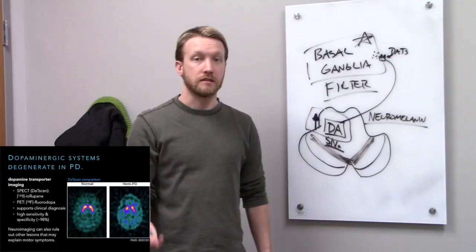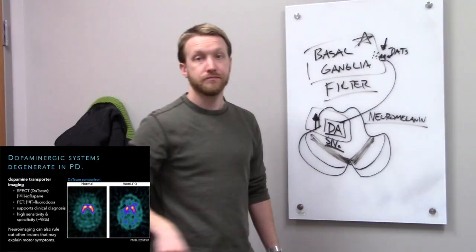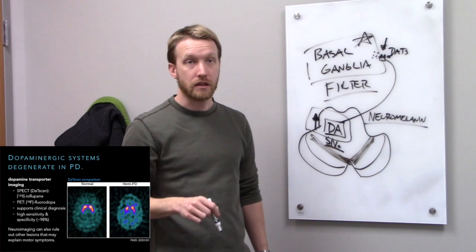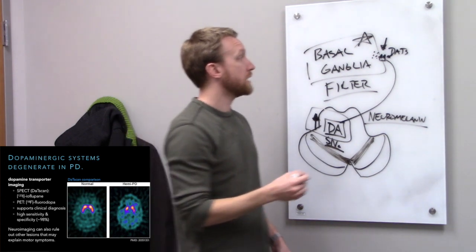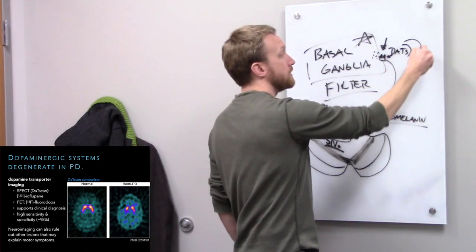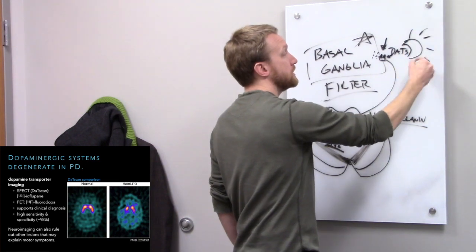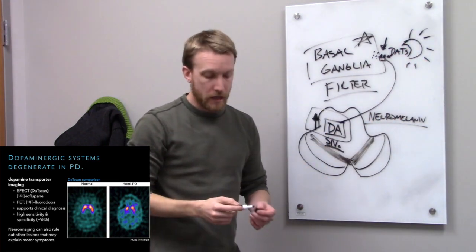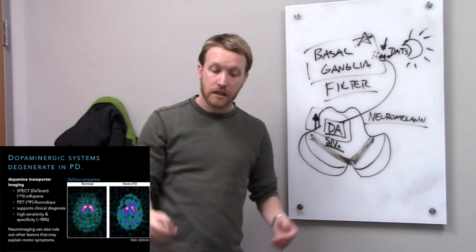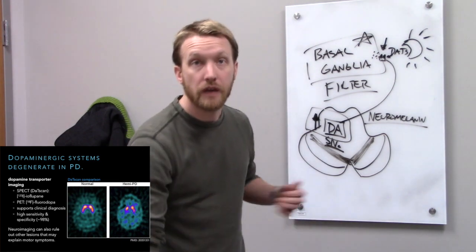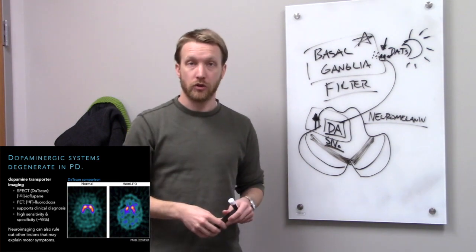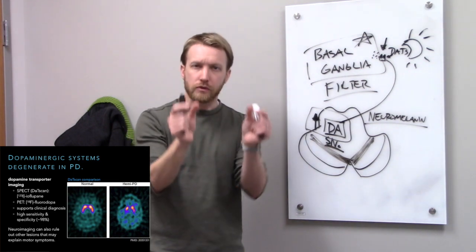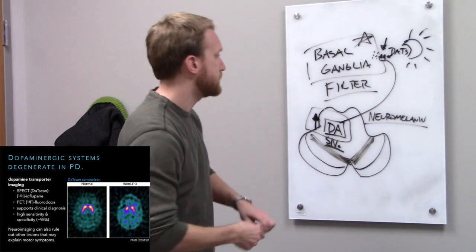As dopamine neurons die, the amount of dopamine transporters decreases. So when we put on some sort of PET ligand or SPECT ligand that's going to bind to the dopamine transporter and give us some signal, we're going to see reduced binding and reduced signal. And that's exactly what this image is showing us. So on the left, healthy age-matched control, you can see two sort of comma-shaped structures in this DAT scan.